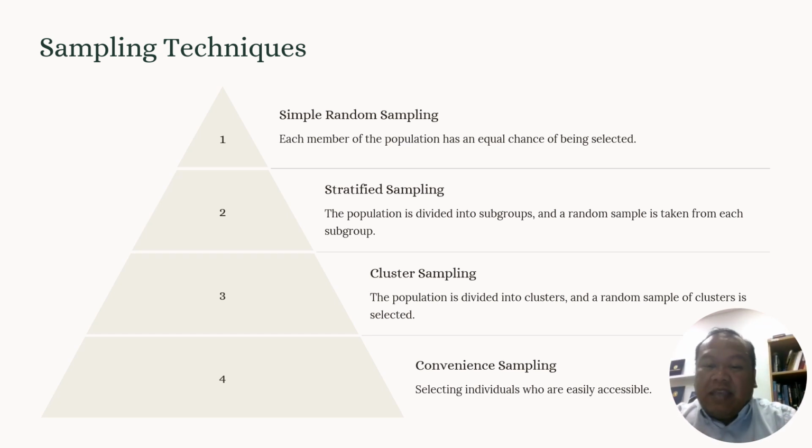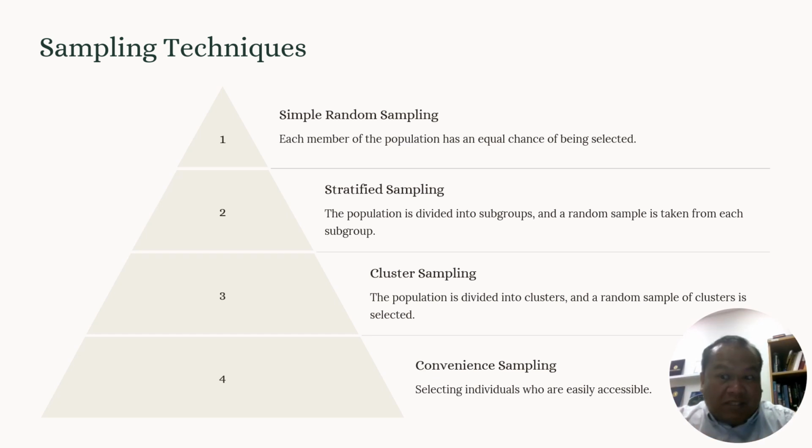Now, convenience sampling, this is very common in many surveys because you choose individuals who are easily accessible, people whom you have access to, people who easily say yes to join your research, or people who easily say yes, I will answer your questions in your survey. Those are the different kinds of sampling.